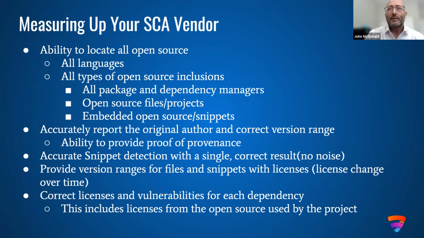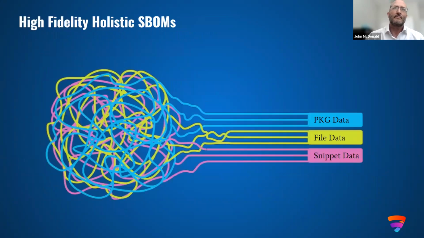They should be able to accurately report the correct licenses based on the original author of every component, file, and snippet of code. The licenses are derived from the version ranges in which the file or snippet exists. So bear in mind that licenses sometimes change over time. So if your vendor is incapable of providing a version range, they're incapable of accurately determining the correct license for a file or snippet. Your SCA vendor should make your life easier, not more difficult. The data that's housed in your SBOM should reflect a holistic view of the actual open source used in your project and provide a clear signal with little to no noise.